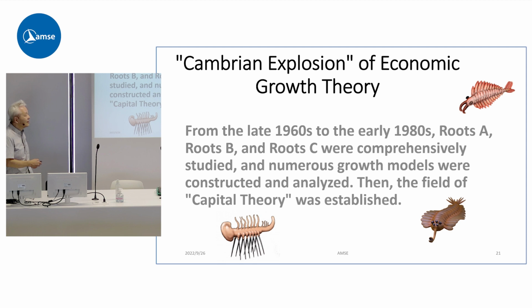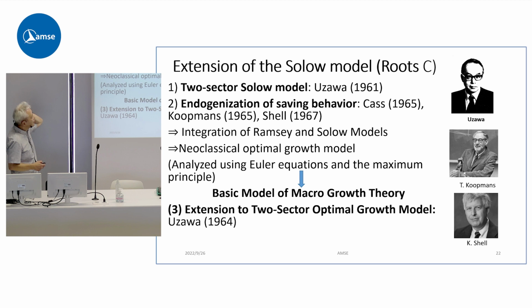So the first extension is root C, based on Uzawa, extending Solow's model to two sectors. The famous one is also two sector. And the second one is more important: the endogenization of saving behavior, by Cass and Koopmans. They tried to integrate the Ramsey model and the Solow model, and that turned out to be a neoclassical optimal growth model. So this is now called the Ramsey model, okay? The original Ramsey model is different, okay? So this turned out to be the basic model of macro growth theory.